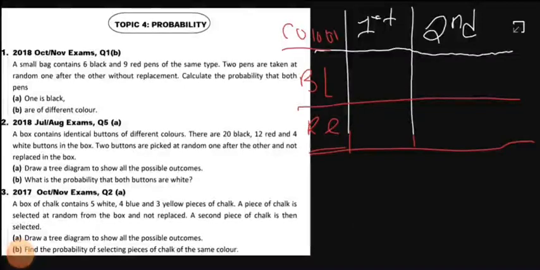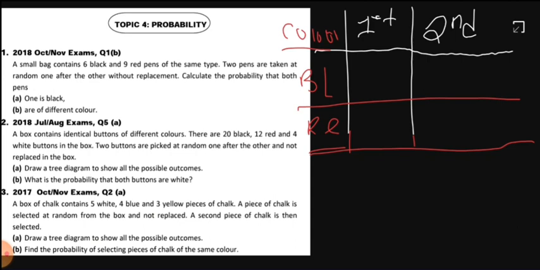In this video, we'll be looking at probability. Question 1, 2018, October/November, says: a small bag contains 6 black and 9 red pens of the same type. 2 pens are taken at random, one after the other, without replacement. Calculate the probability that both pens are of different colors.